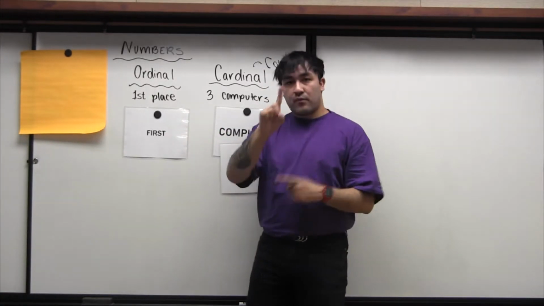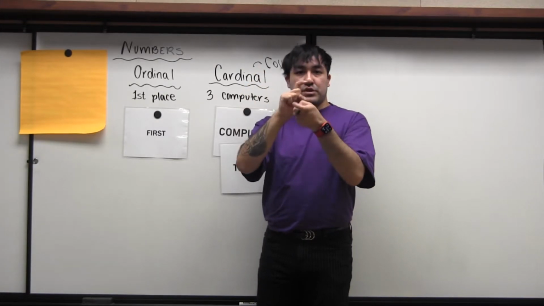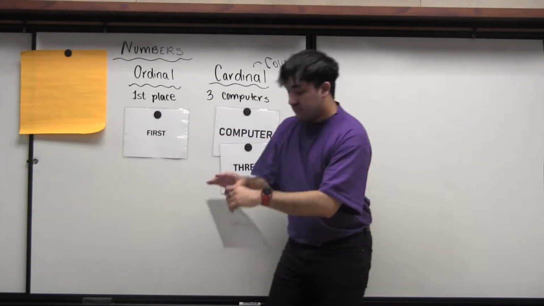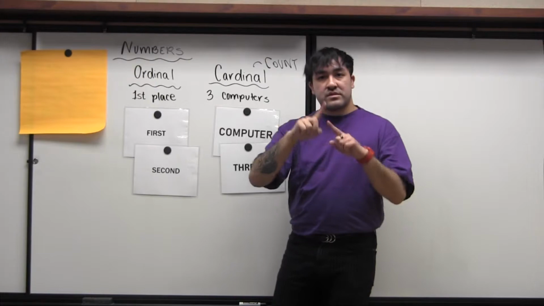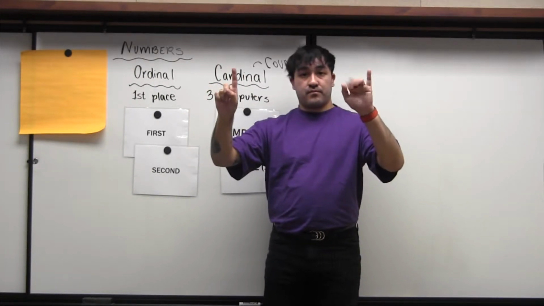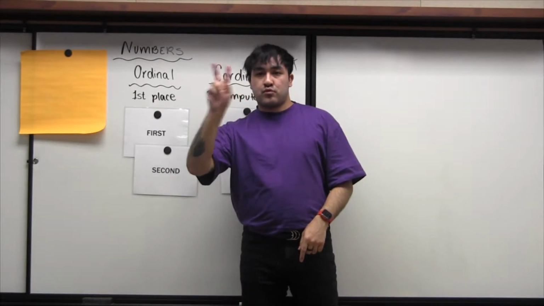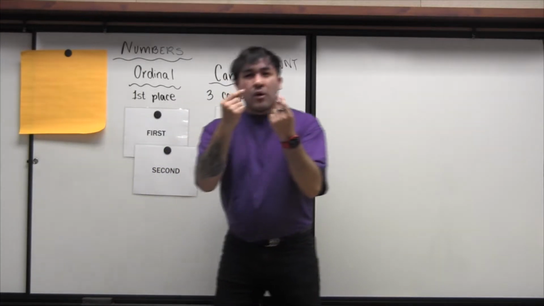So when we sign ordinal numbers, the hand is twisting, and you have to twist it. For example, second, we would twist our wrist for that, which is different from just signing 2. So when we're talking about first place, second place, or third, we twist our wrist, but if we're just doing a 2, we just hold it up.